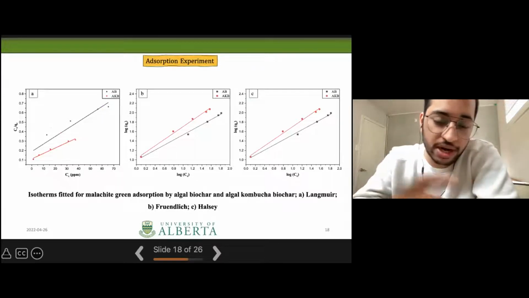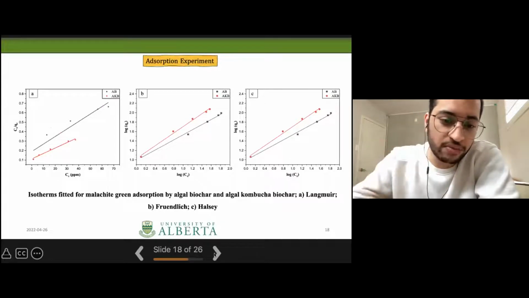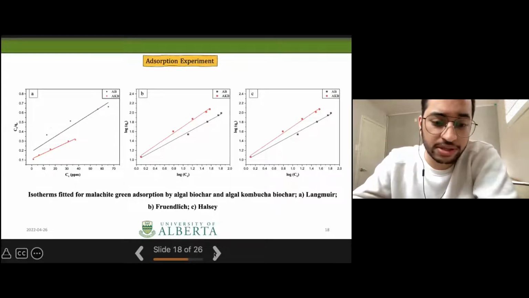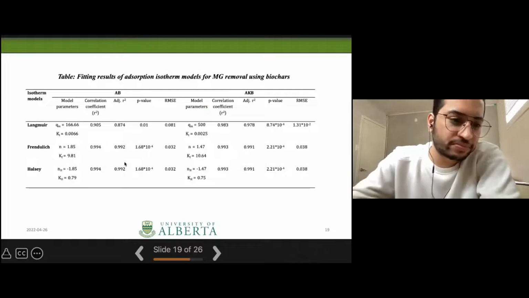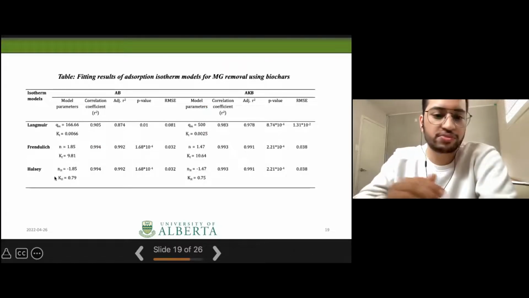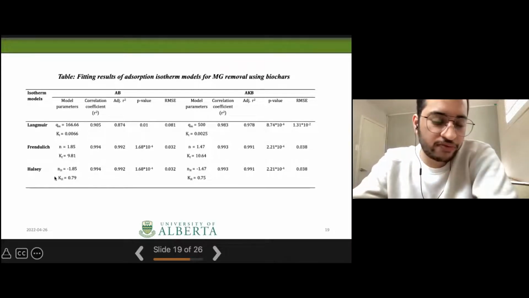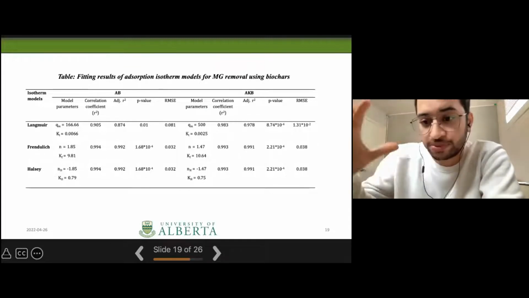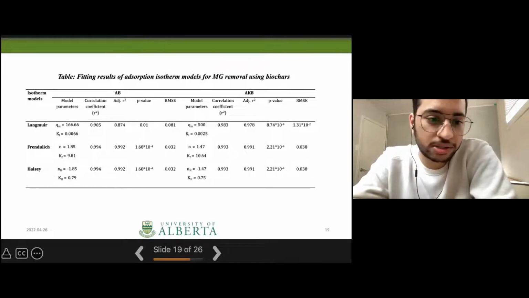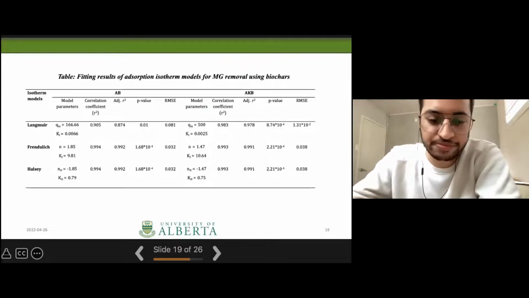We also fitted the data with isotherm models. We have tried several models such as Langmuir, Freundlich, Halsey, and 7 other models. But I will just show the results of the Langmuir, Freundlich, and Halsey models. We observed that our data fitted well with the Freundlich and Halsey models. It means the adsorption is multi-layer adsorption, and the biochar has heterogeneous adsorption sites.